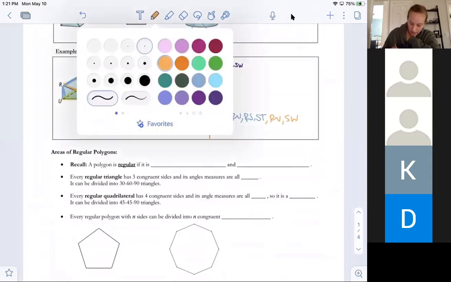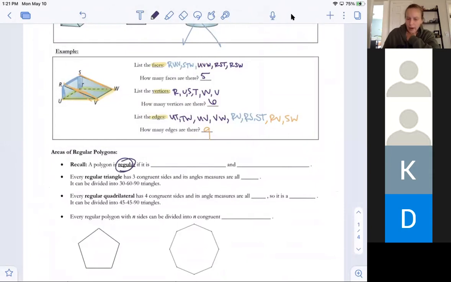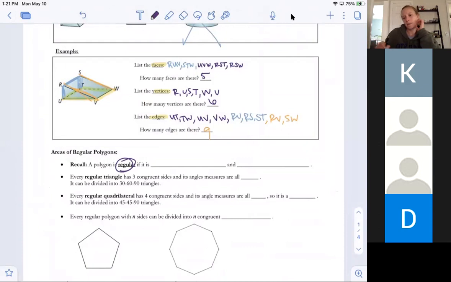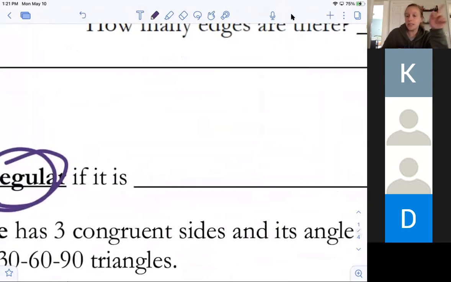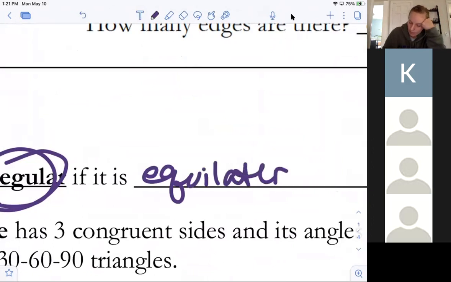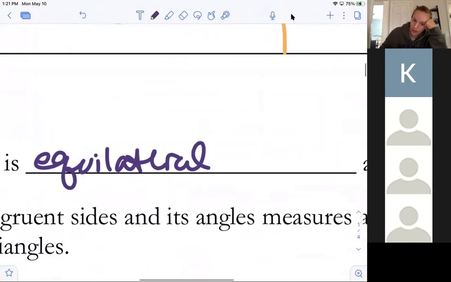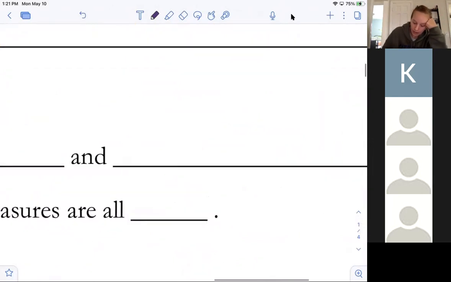All right, I need somebody to help me. Do you guys remember what the word regular means? Anyone remember that word? What does it mean to be regular? Isn't that when everything is congruent? Mm-hmm. It means that all the sides are congruent and all the angles are congruent. So we've got 2 fancy words for that. We say equilateral and equiangular. Very good.